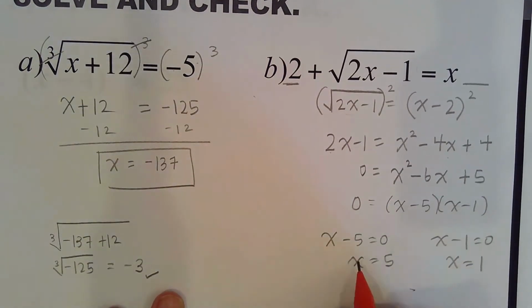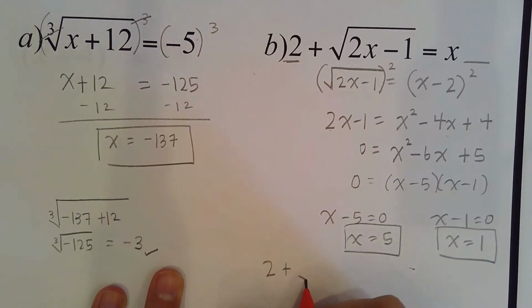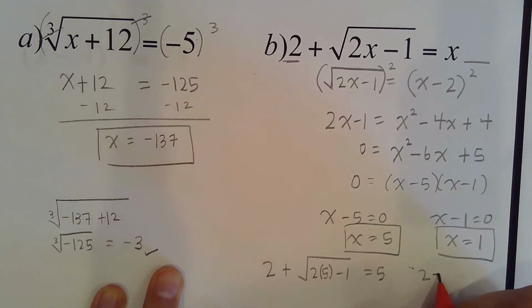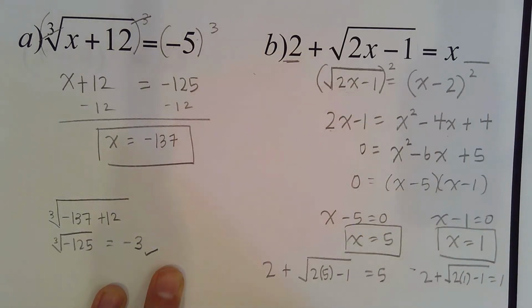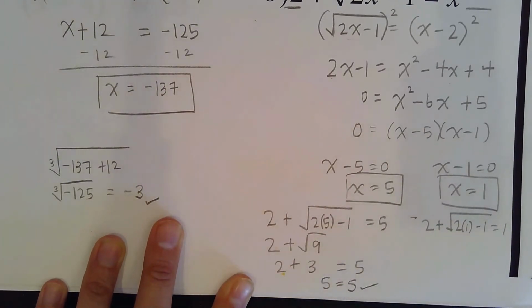Check your solutions. We always want to check our solutions. So we'll have 2 plus the square root of 2 times 5 minus 1. Is that going to be equal to 5? And then the same thing over here. Alright, let's see. That's going to be 10 minus 1, which is 9. So that's the square root of 9, which is 3. And 2 plus 3 is 5. So that is true.